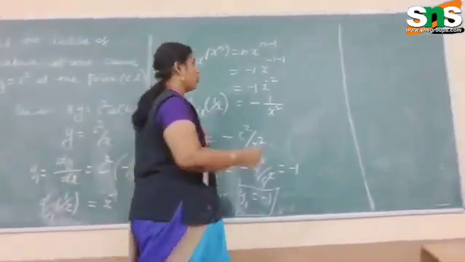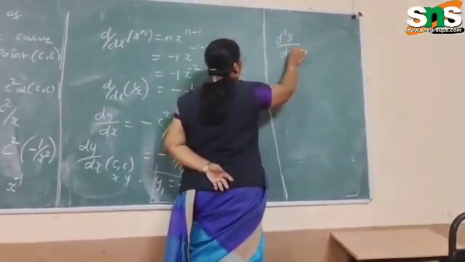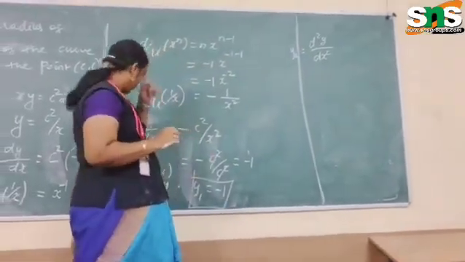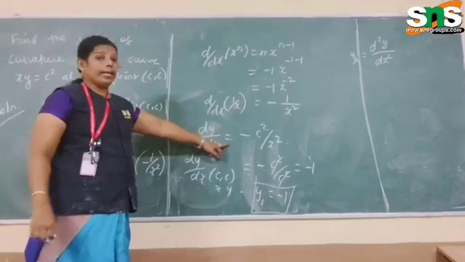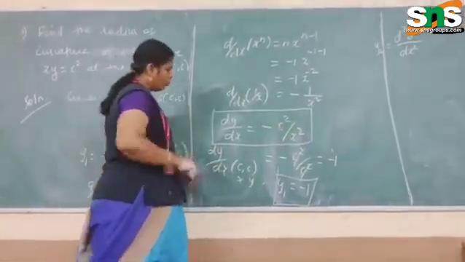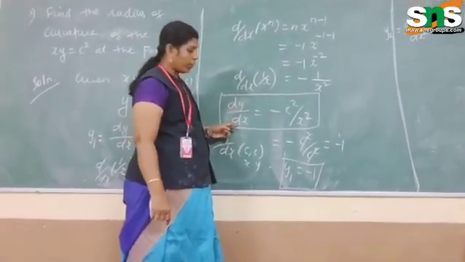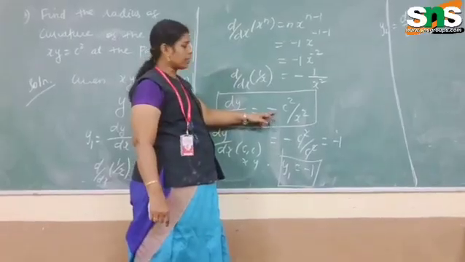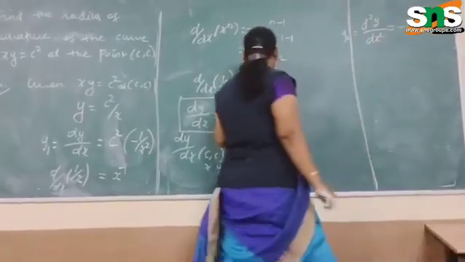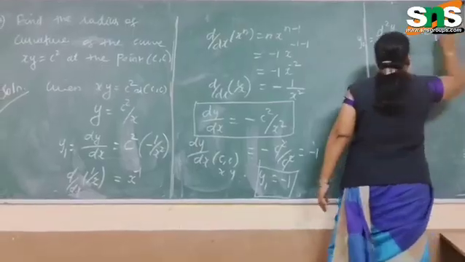Now, how to find y2? y2 means d square y by dx square. Then y2 equal to d square y by dx square. Now again differentiate with respect to x. Here we already know dy by dx. Now again differentiate with respect to x. Here minus c square is a constant, and 1 by x square differentiated with respect to x is needed.